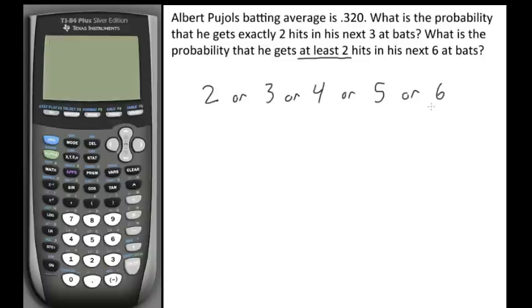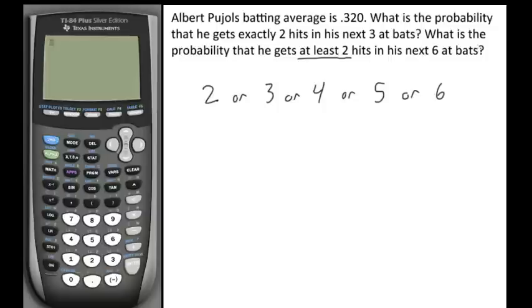Now there's a couple different ways in which we can solve this. We could use the same method we did in the last video: find the probability that he gets exactly 2 hits out of 6, and then the probability that he gets exactly 3 hits out of 6, and exactly 4, and exactly 5, and exactly 6, and add all of those 5 numbers together. And that would give us the right answer, though it would take a little bit longer, and we actually have a shorter way of doing it.